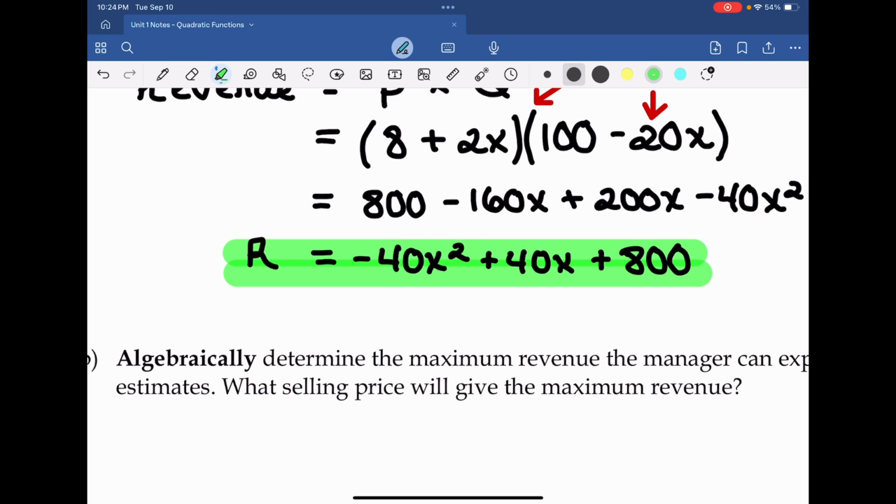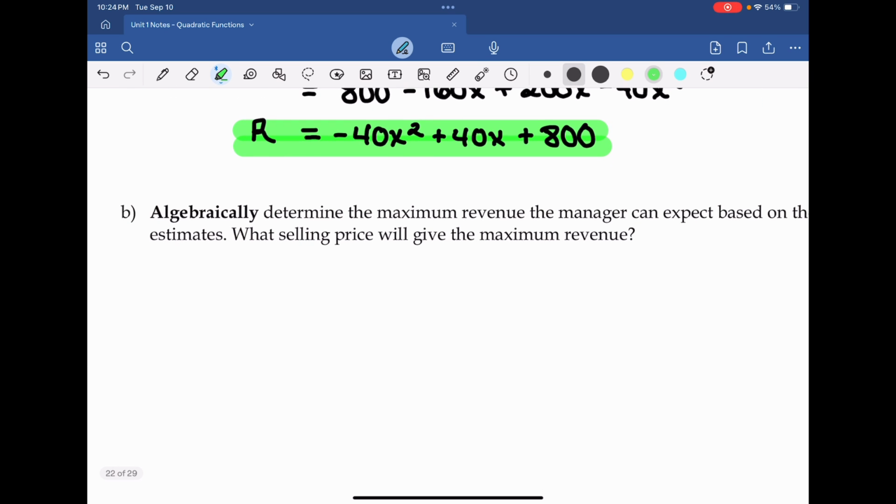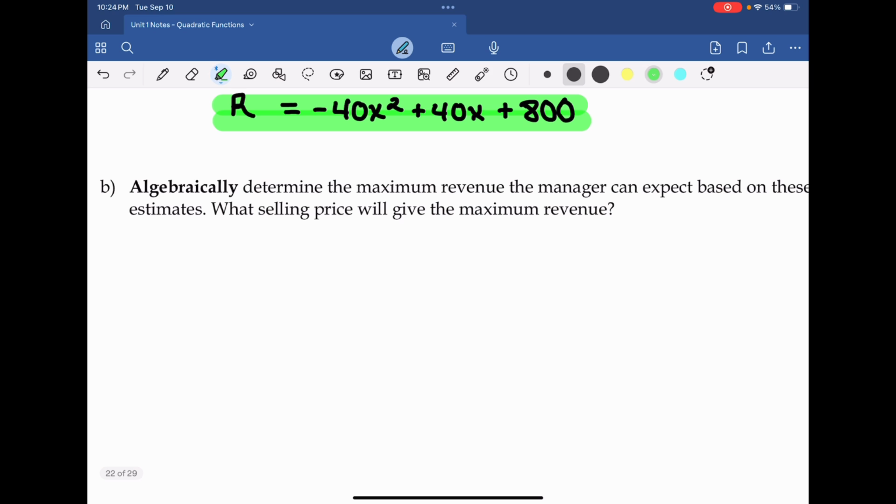All right, now the point of the lesson wasn't to get into general form. In fact, we're going to deal with general form in the future lessons. What we now want to do is make this into the vertex equation or vertex form. So algebraically determine the maximum revenue the manager can expect based on these estimates, where for a $2 increase, it results in a 20 bottle loss. What price will result in this maximum revenue? All right, this will come directly off our vertex form, and you're going to see why in a second.